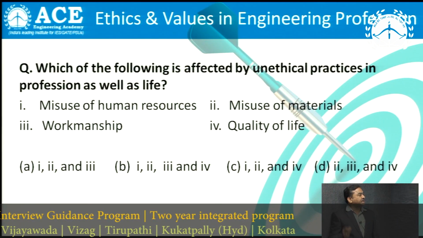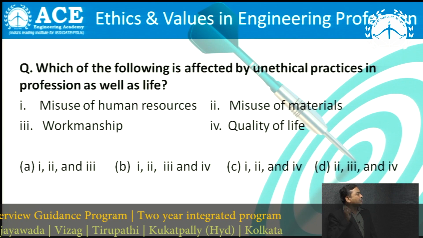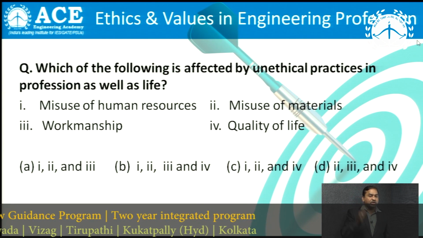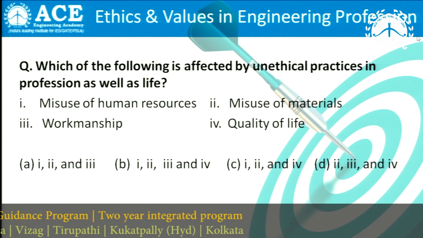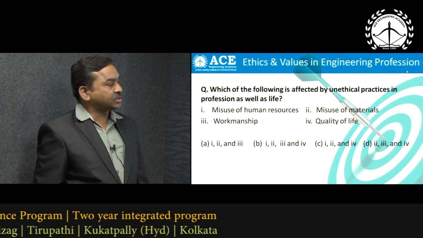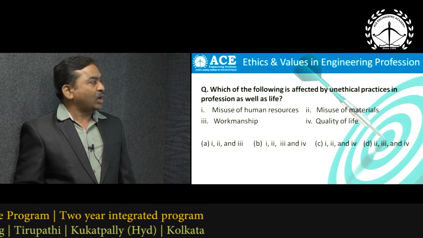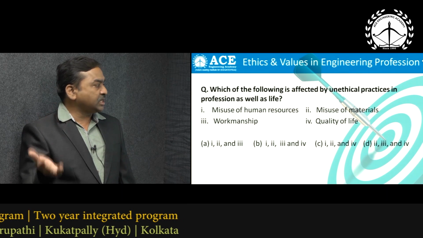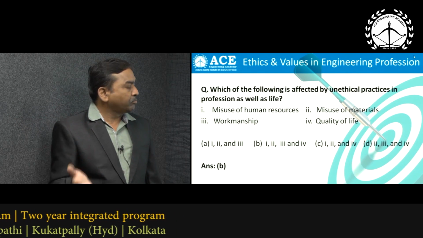We'll see a question again. Which of the following is affected by unethical practices in profession as well as life? If there is no proper ethical behavior, the problem is there is misuse of human resources, misuse of materials, workmanship is suffering, quality of life also suffers. So the choice is all the 4, B.